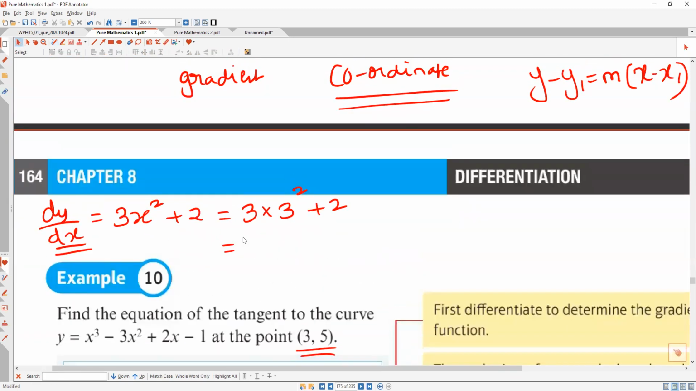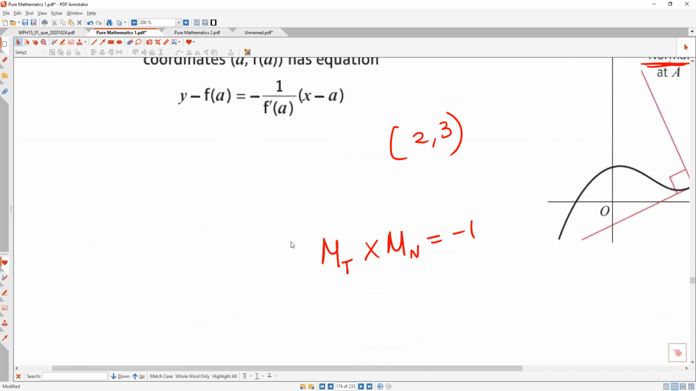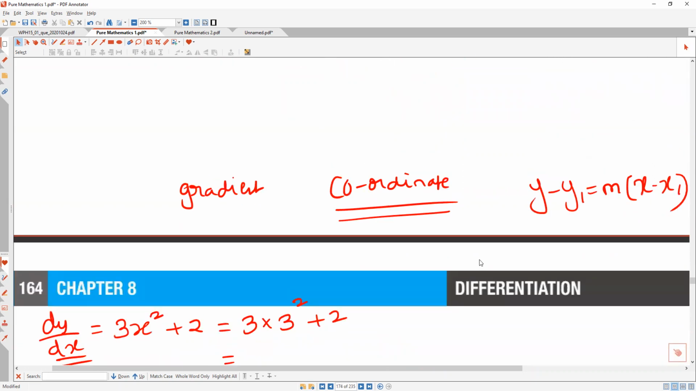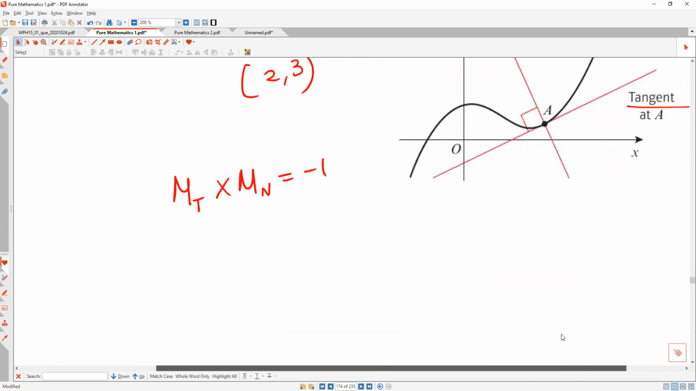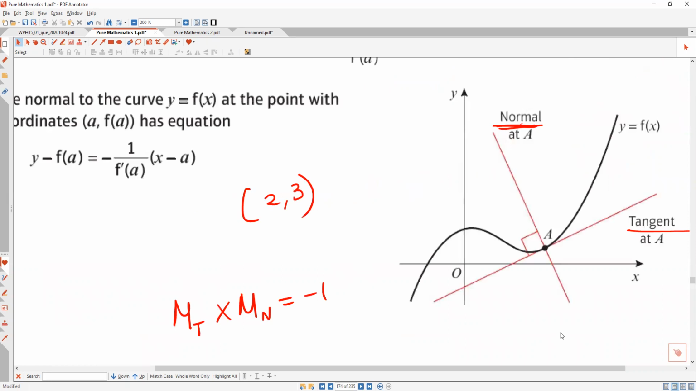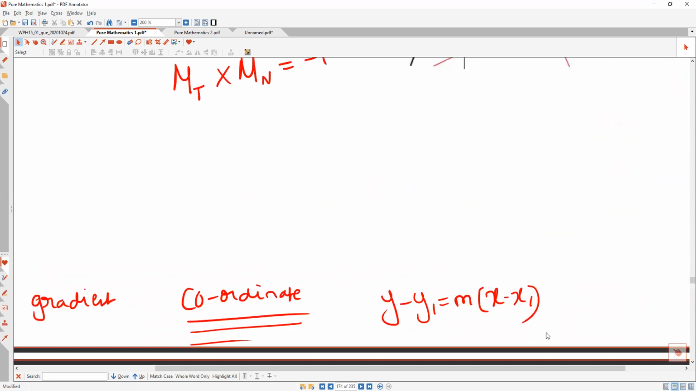So they asked us to find the equation of the tangent. Tangent gradient and curve gradient are the same. I said that. If you multiply the gradient of the normal and the tangent, the answer should be what? -1. Because tangent and normal are what? Perpendicular to each other. You can see that in this diagram.